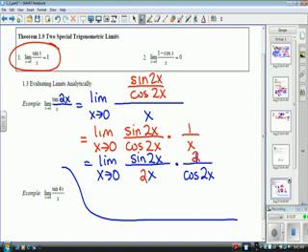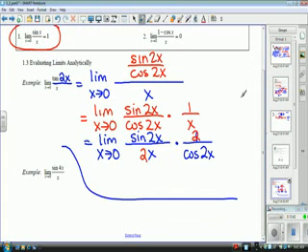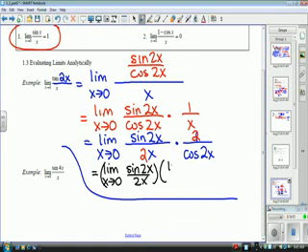Now, this next step, I'm going to write because I want to make sure everybody understands why this is legal. One of the properties of limits is that when you have two functions multiplied by each other, you can do the limit of the first function and then multiply it by the limit of the second function. Normally we would not write this step out, but I want to make sure you understand why what I'm about to do is going to work. That's why.